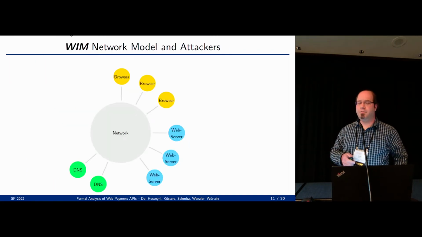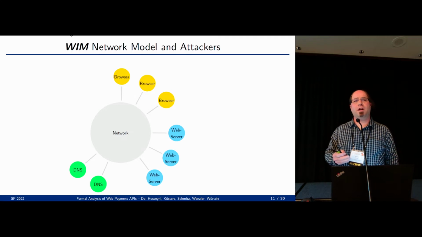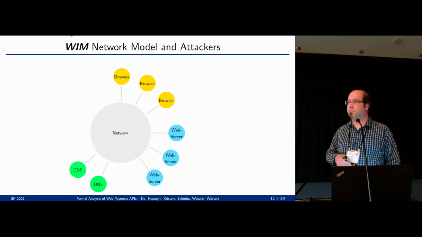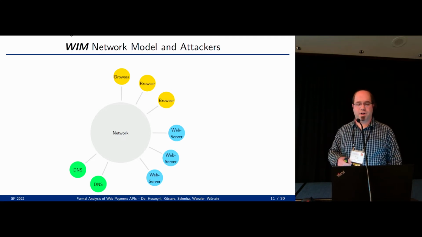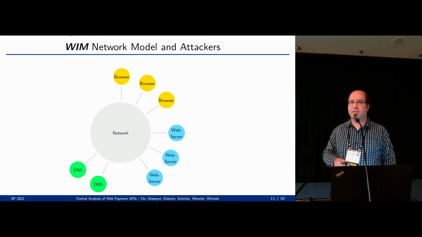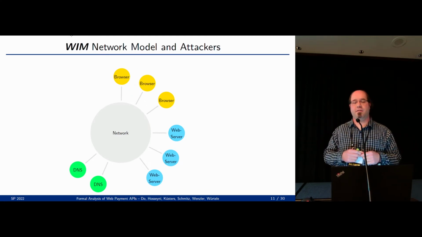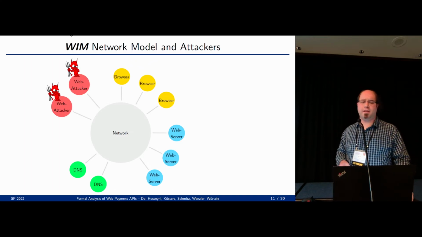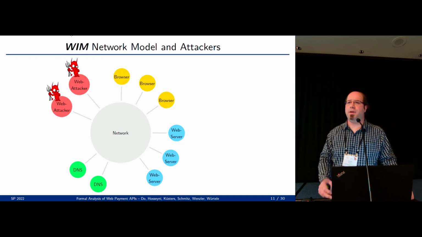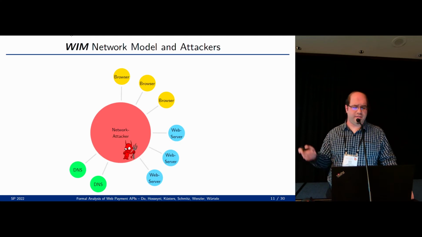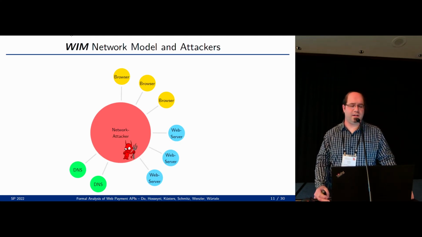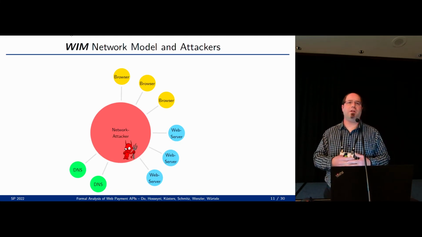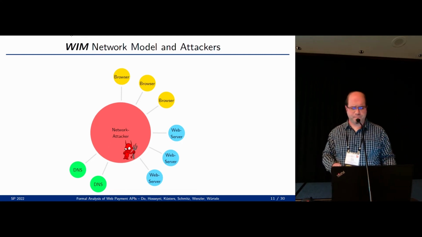So let's take a closer look at the foundation of the WIM itself. So what is defined there? We have a network, and we have an unbounded number of processes, like, for example, browsers, web servers, or DNS servers, and they can interact with each other by exchanging messages over this network. We can also have web attackers. They participate in the network as any other process, but we also can have a network attacker who controls the whole network and can block, intercept, and spoof messages as it likes.